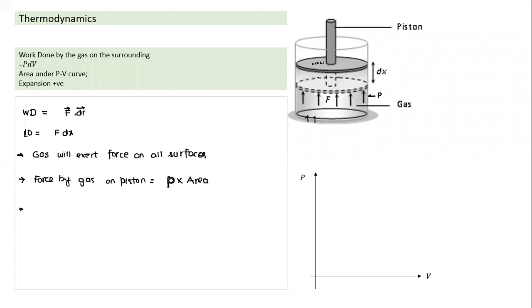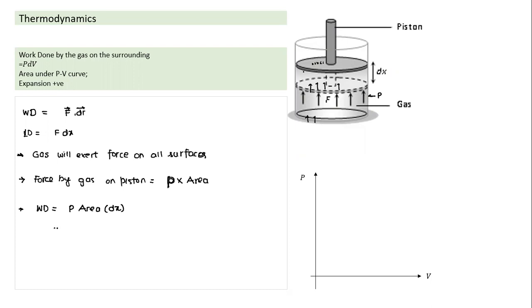So basically, in this figure, the pressure is acting in the upward direction. So work done will be positive when the piston moves in the upward direction. So what is the work done here? The work done by the gas, which is positive, will be pressure force times displacement: pressure times area of the piston, times dx. That's the work done.